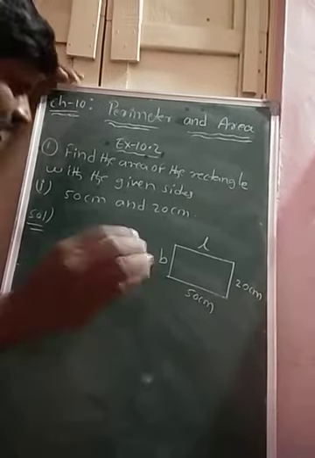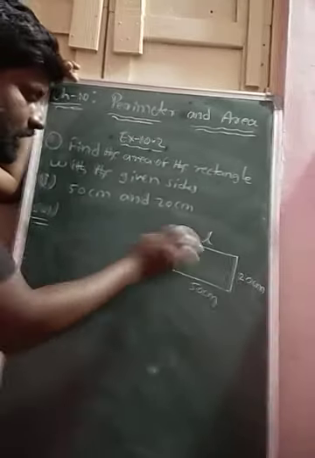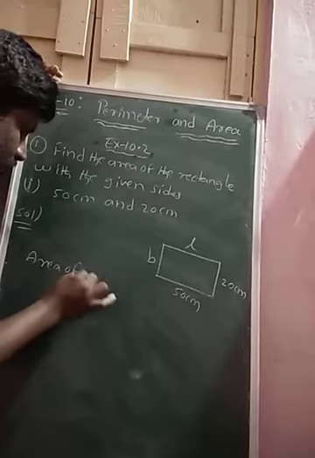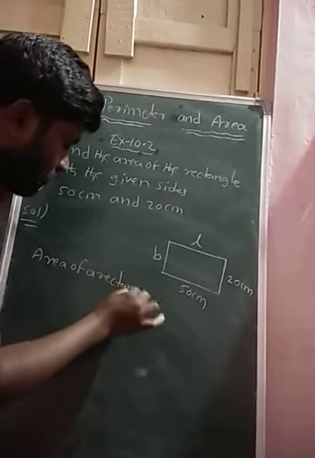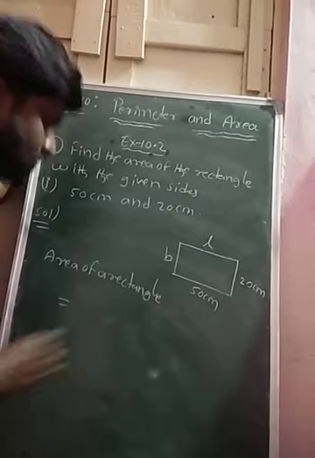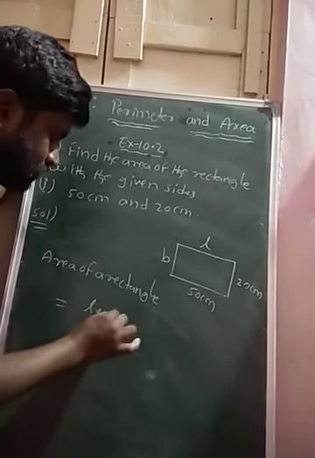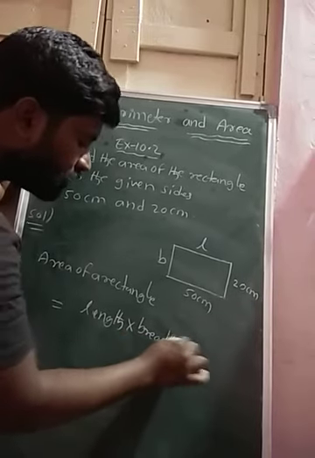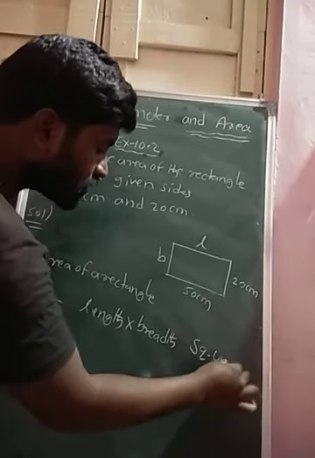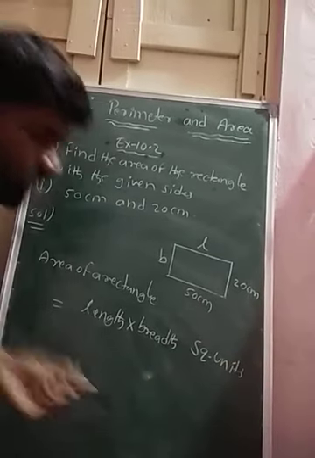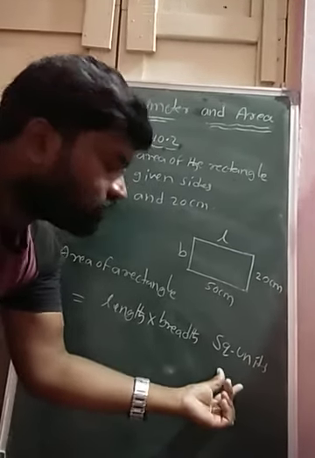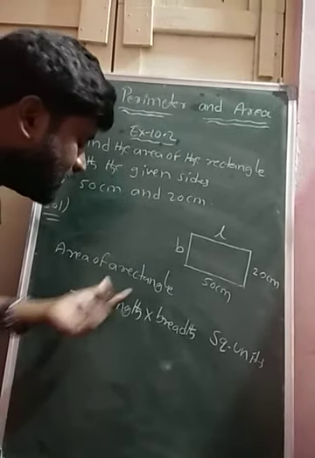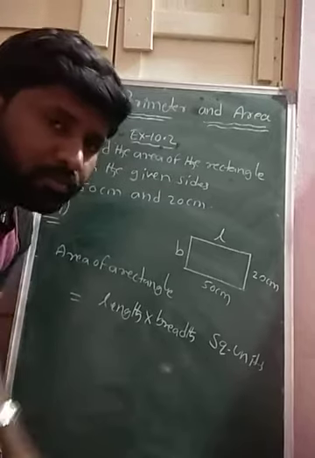Now what is the area of a rectangle? What is the area formula for a rectangle? Area of a rectangle is equal to length into breadth. Area is always in square units. What are the units of area? Square units. This is the required formula: area of a rectangle is equal to length into breadth.